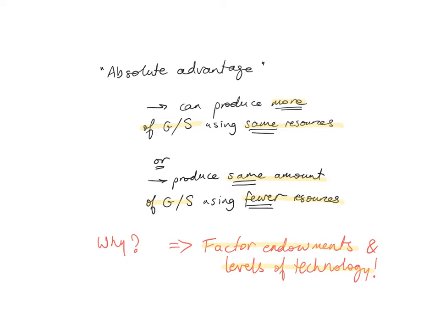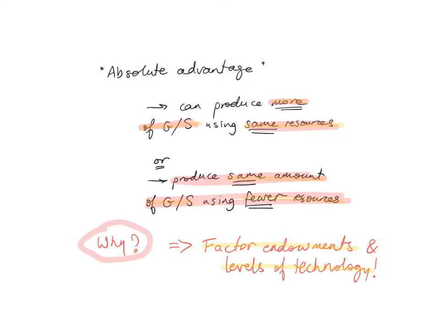Basically, absolute advantage is a situation where a country can produce more of a good or service using the same amount of resources. So if one country can produce more of a good or a service than another country using the same amount of resources, we say that that country has an absolute advantage. Or it can produce the same amount of a good or service using fewer resources. So essentially, it's two sides of the same coin. You can either produce more using the same amount of resources, or produce the same amount as another country using fewer resources.